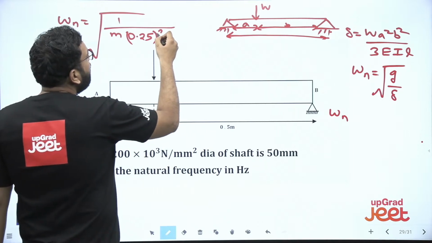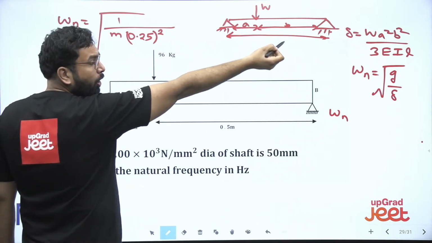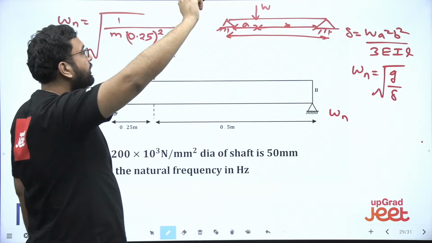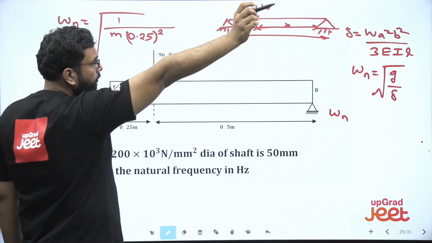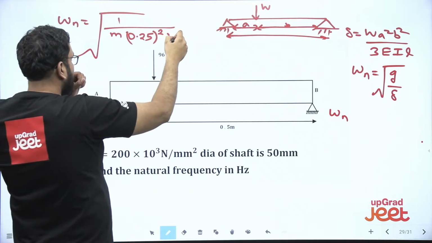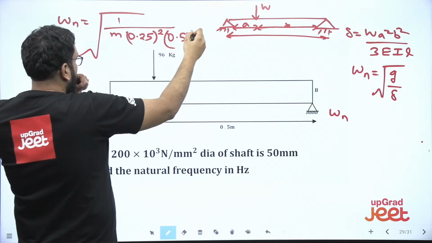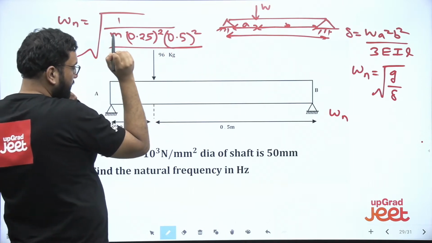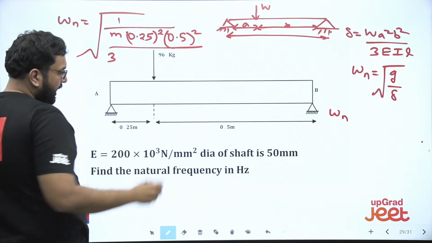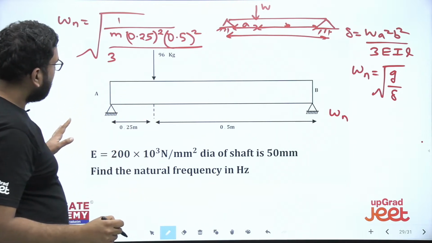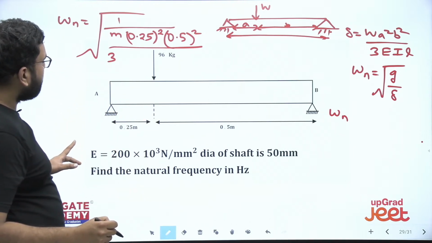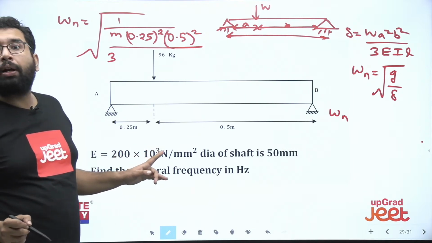There is actually no need of memorizing the formula. Although this is a standard formula, so do memorize it. In the examination, we can't take all these risks. This is a very standard case actually. So memorize it. Upon 3EIL. So E is given 200 into 10 to the power 3 Newton per mm square.